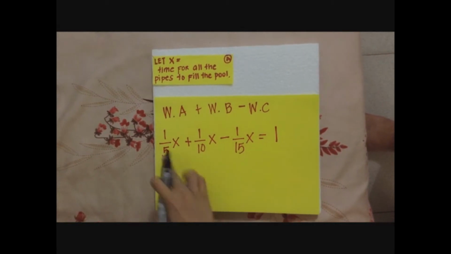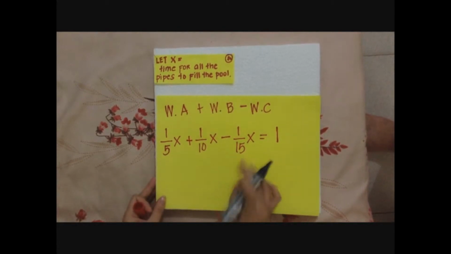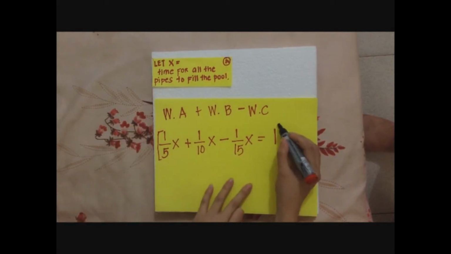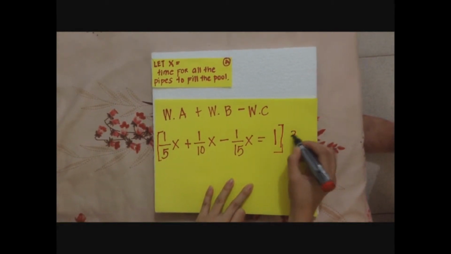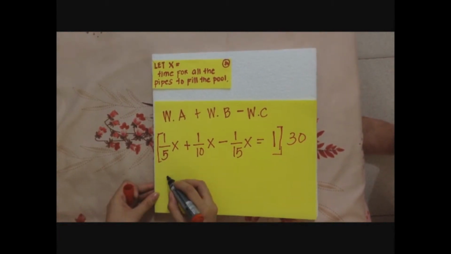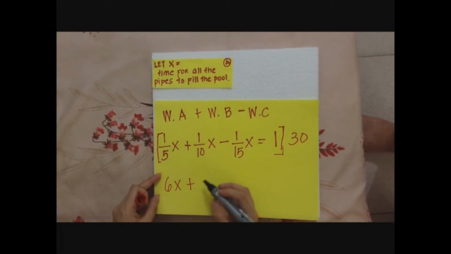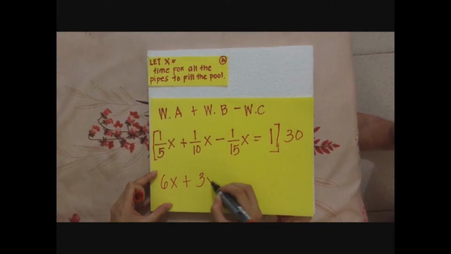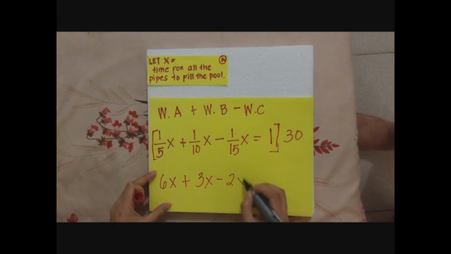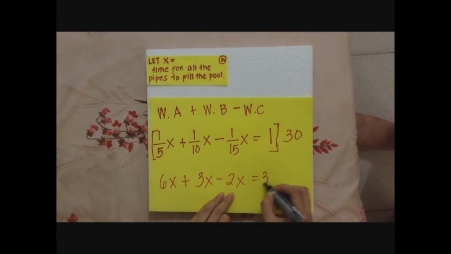And here, we're going to find the LCD between these 3 denominators, which is 30. 30 divided by 5, 6, so it's 6x, plus 30 divided by 10, is 3, so it's 3x, and 30 divided by 15 minus 2x. 30 multiplied to 1, of course, is equal to 30.